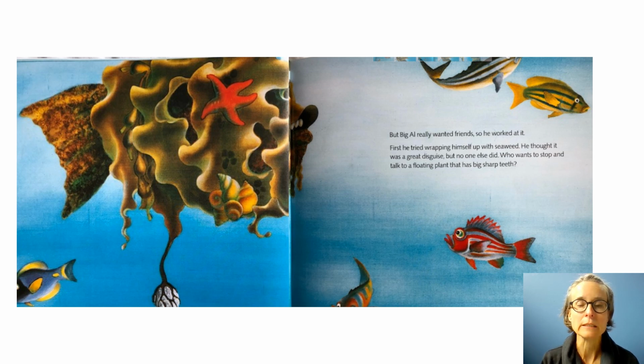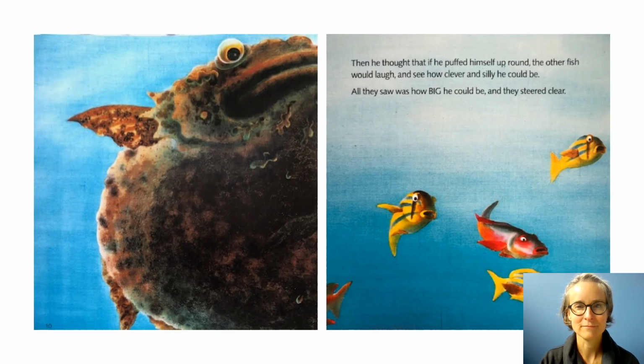But Big Al really wanted friends, so he worked at it. First, he tried wrapping himself up with seaweed. He thought it was a great disguise, but no one else did. Who wants to stop and talk to a floating plant that has sharp teeth? Then he thought if he puffed himself up round, the other fish would laugh and see how clever and silly he could be. All they saw was how big he could be, and they steered clear.